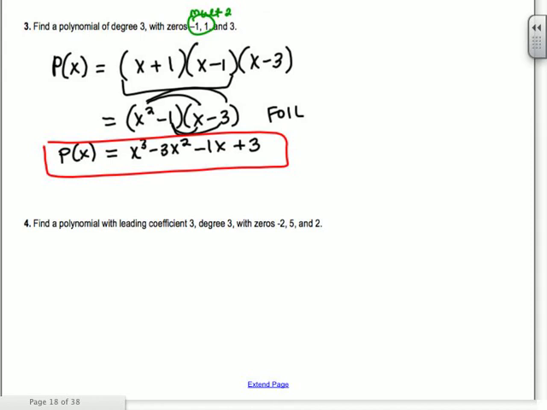What, Kendall? Would there be like 2 of them? Yeah, you'd write it twice. So each one you'd write twice. You'd have x plus 1, x plus 1, x minus 1, x minus 1, and then x minus 3. Make sense?